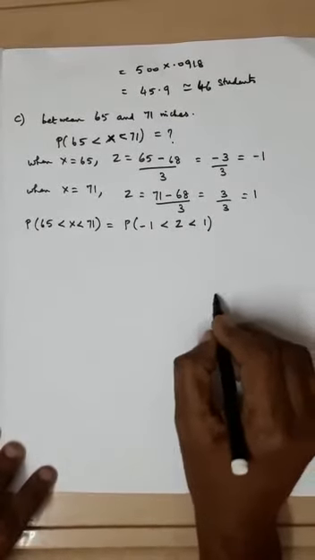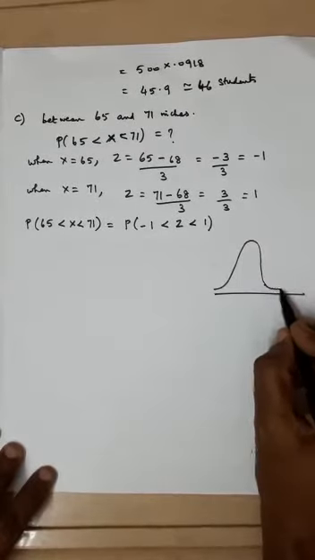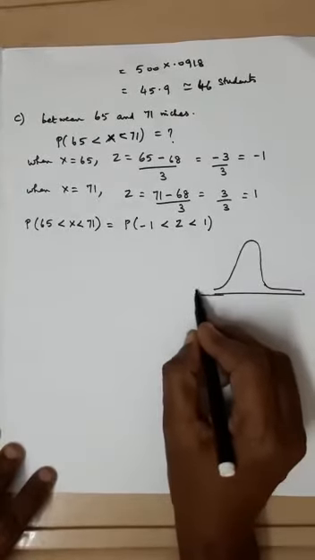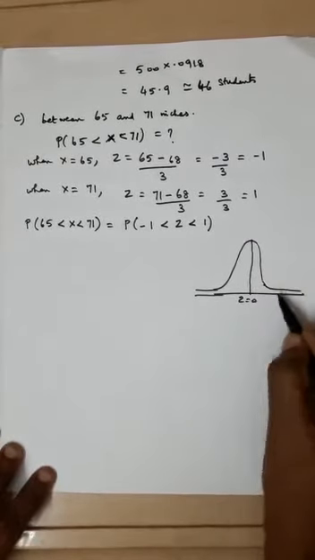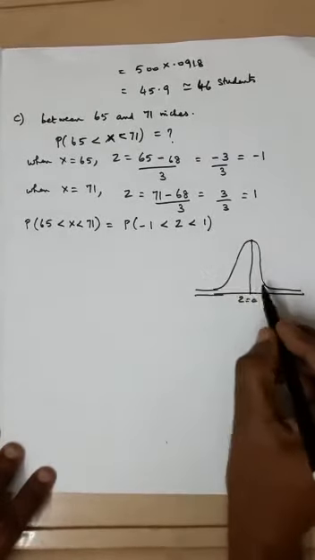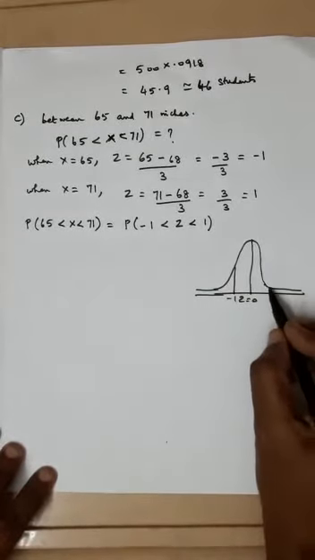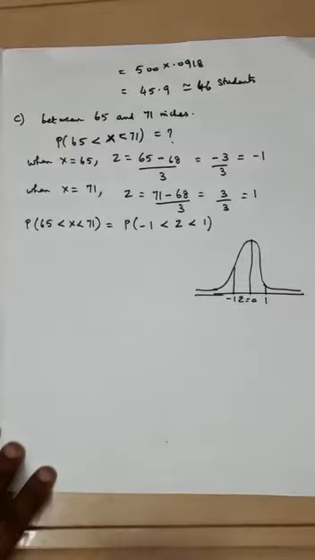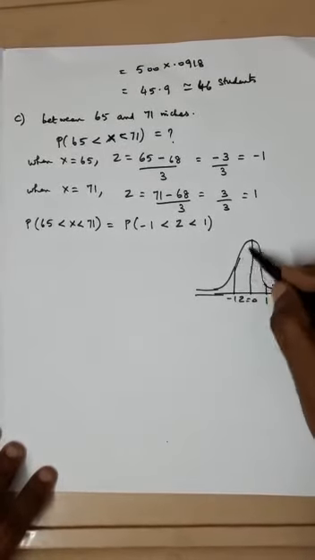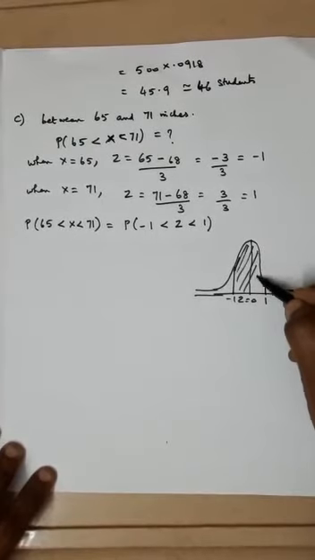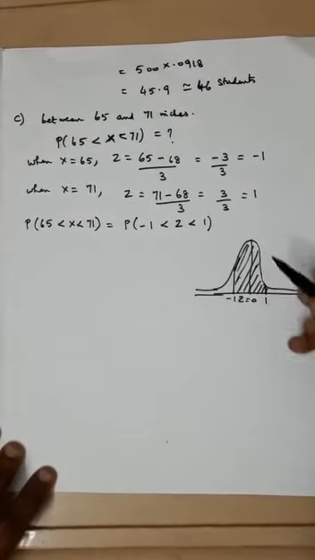So again, let's see the diagram. So this is your bell-shaped curve. This is your Z is equal to 0. And then I want the area from minus 1, which will be to the left of Z equal to 0, and 1 will be to the right. So now we want the area from minus 1 to 1. So this entire area from minus 1 to 1, which is what we need, the shaded area.